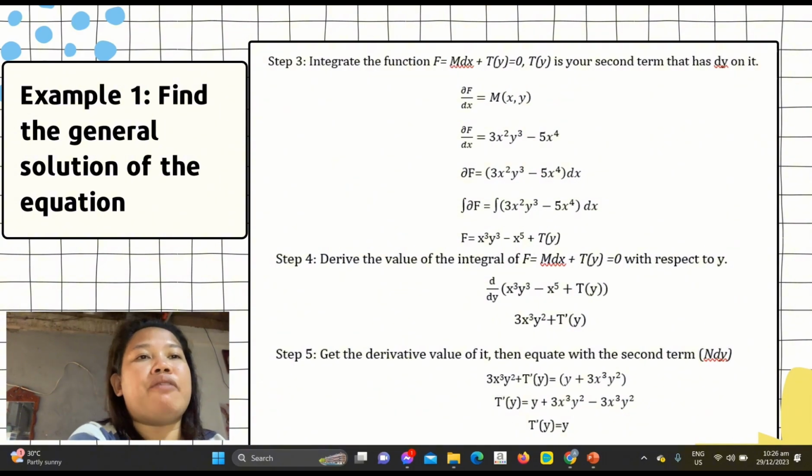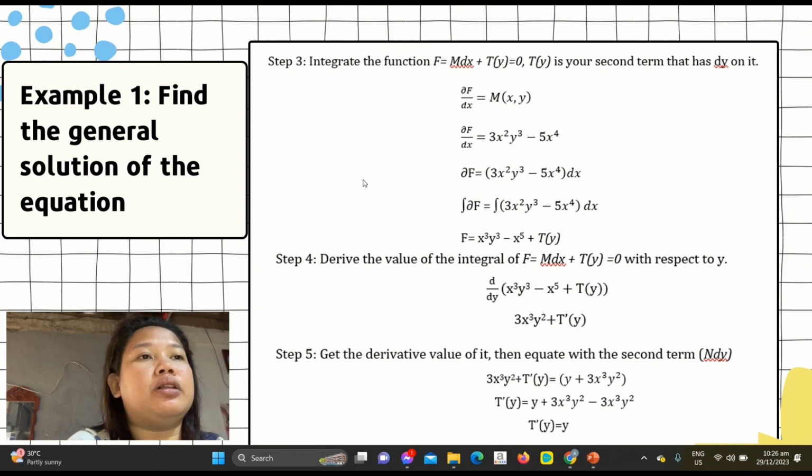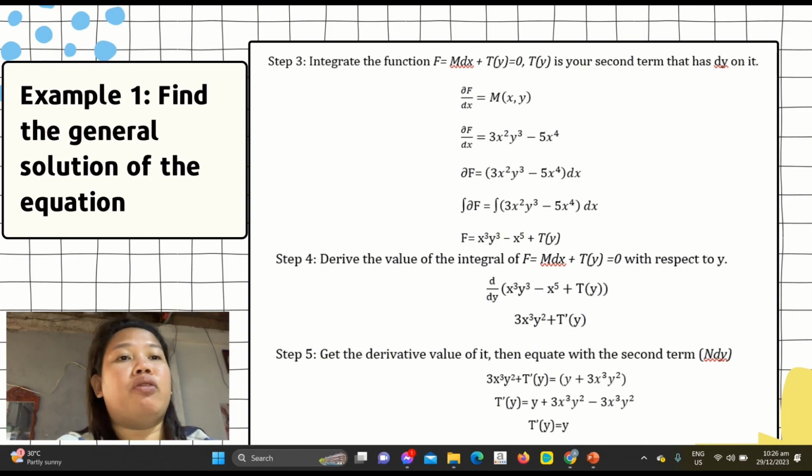Next would be step 4. Step 4 is to derive the value of the integral of f equals m dx plus t of y is equal to 0 with respect to y. So we are going to derive the answer on our step 3 in step 4. So if we derive this one, we have here d over dy of the quantity x cubed y cubed minus x raised to the power of 5 plus t of y. We will have the answer of 3x cubed y squared plus t prime of y.